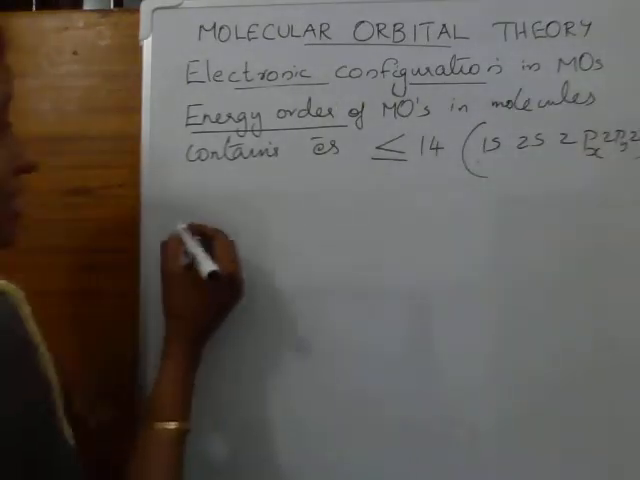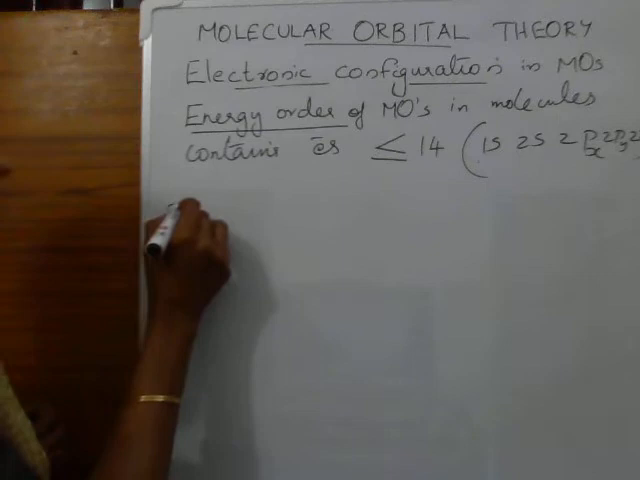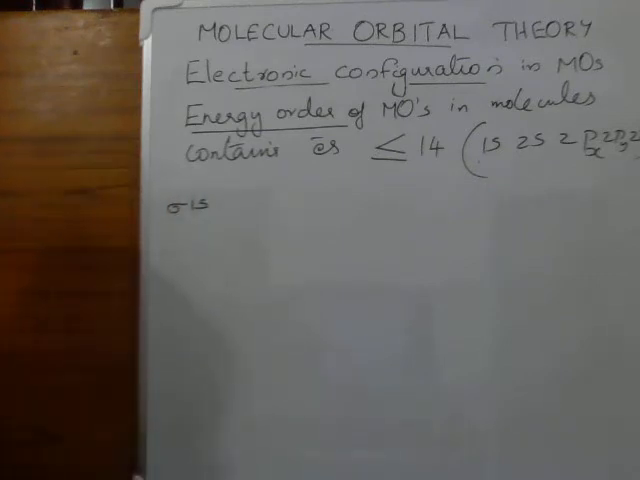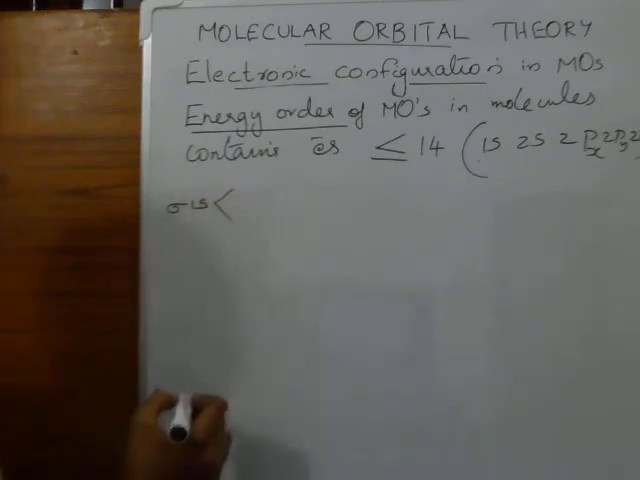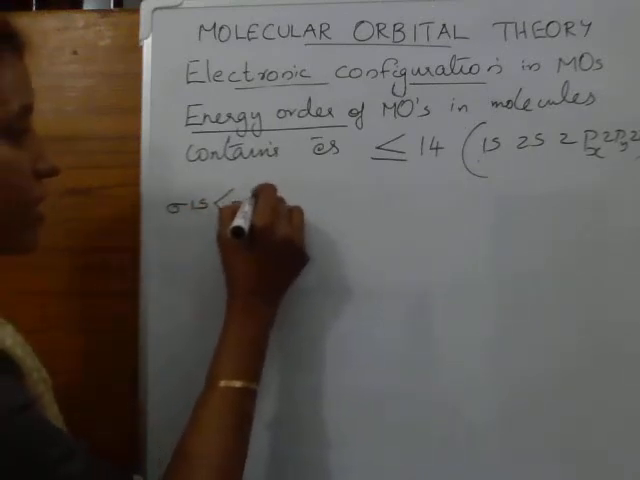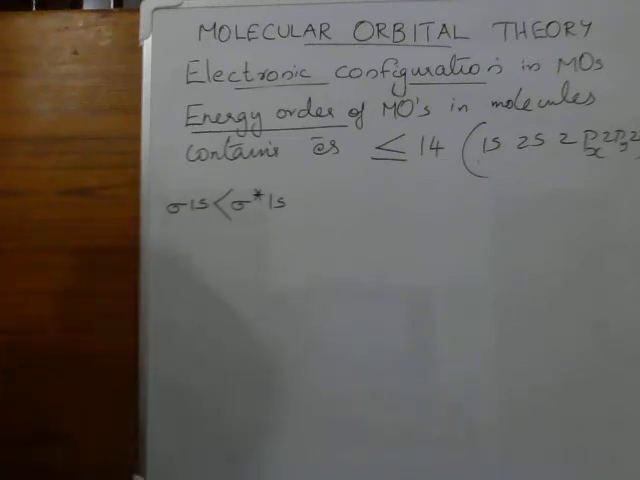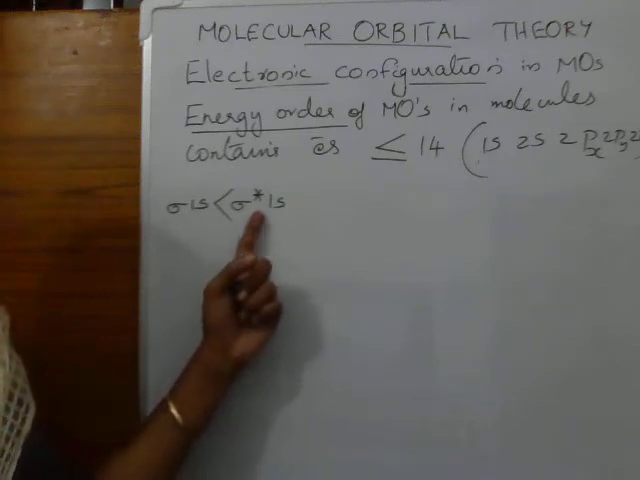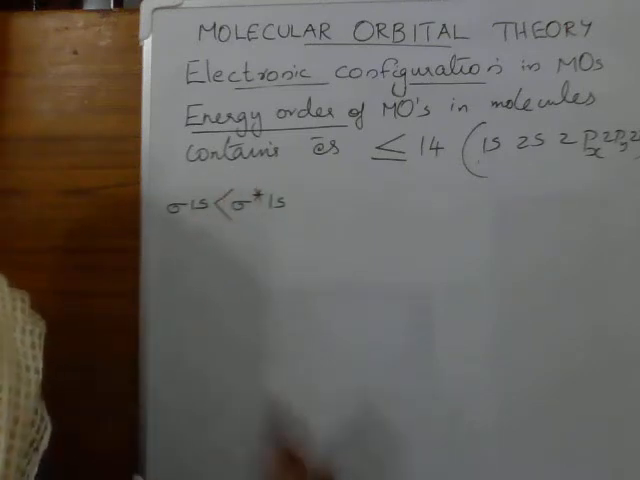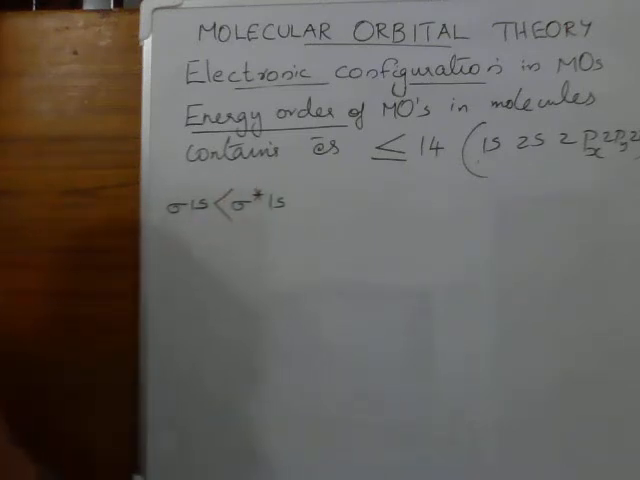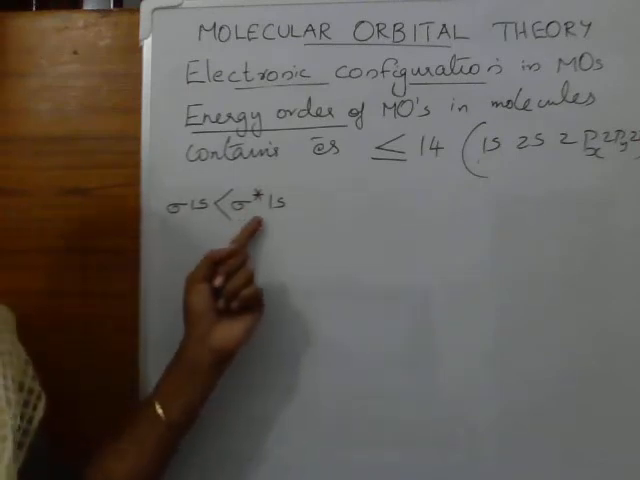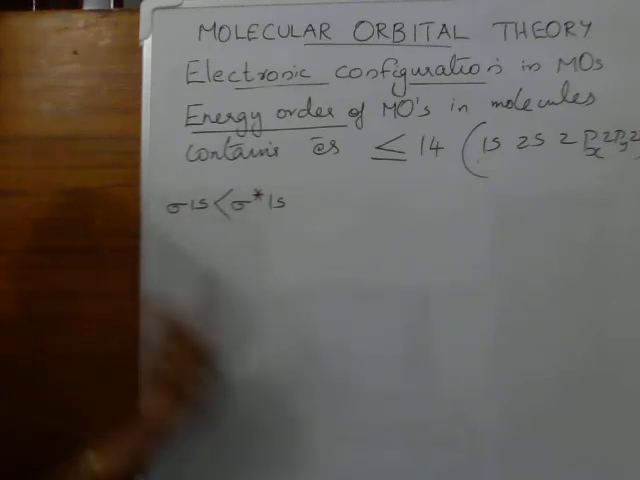The lowest energy molecular orbital is sigma 1s. Sigma 1s has lower energy than sigma star 1s. These are the MOs formed from the 1s atomic orbital. This is bonding, this is anti-bonding. The star sign represents an anti-bonding MO. Anti-bonding MOs have higher energy. They are less stable. Bonding MOs are more stable.